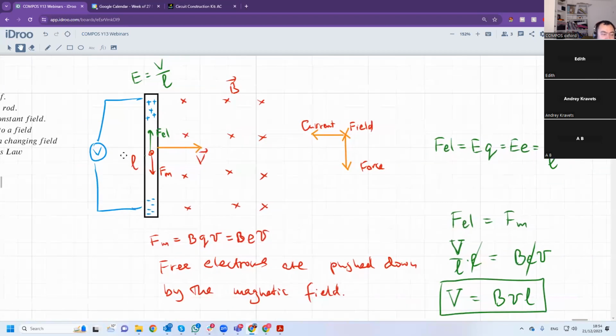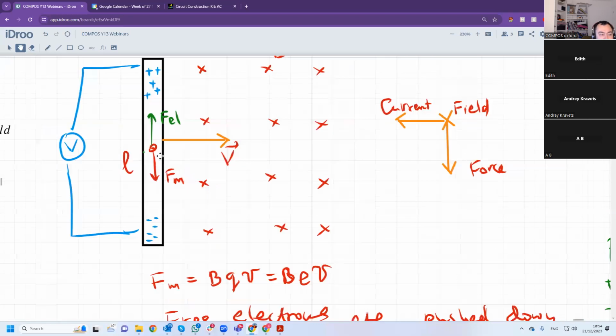for example, if the magnetic force is bigger, then charge will be gaining at the bottom. And if the charge would be gaining at the bottom, the electric force would increase. The electrostatic force would increase, and it would be increasing until they are equal. Now, if the electric force was bigger, then the electrons would be pushed away from the bottom and the rod would discharge until the forces are balanced again.